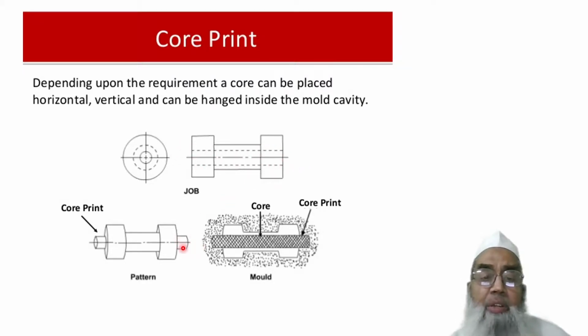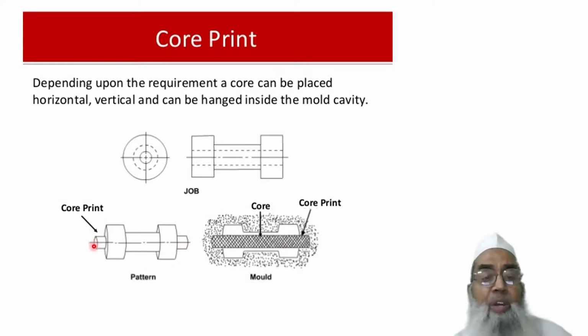Now, this extended portion on both sides is known as core print. This hole may be a single piece or split type. Here the whole is a solid piece, and there is a hole. There is a core print on the two ends. These core prints are provided to give a passage in the cavity.